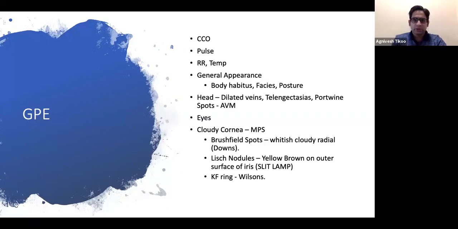The patient is conscious, cooperative, oriented, and you have to describe the pulse, respiratory rate, temperature, whatever you have in the facility. But then you have to understand certain things like general habitus, facies, and posture.